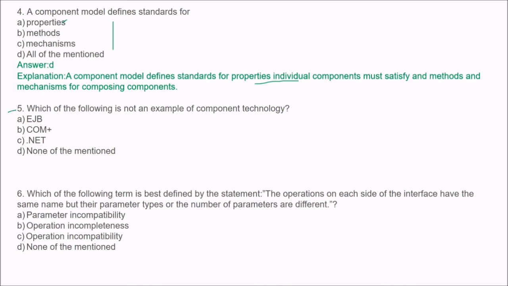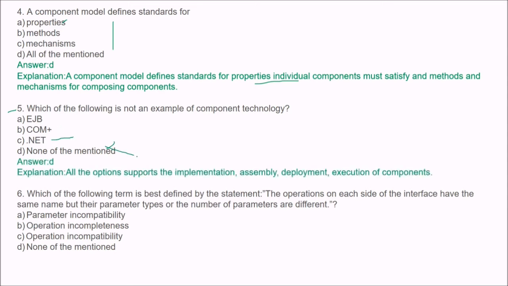Which of the following is not an example of component technology? EJB, COM, .NET. The answer is none of the mentioned. All the options support implementation, assembly, deployment, and execution of component, may it be Java Beans, COM, or .NET. So all are the example of component technology. EJB is Enterprise Java Bean.